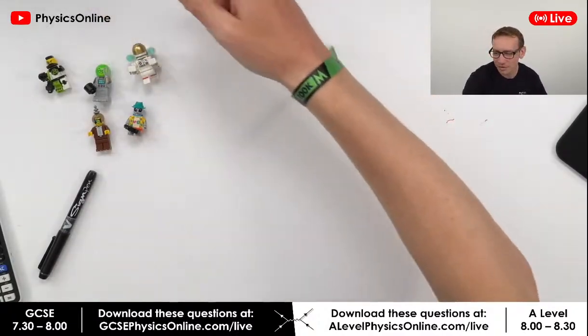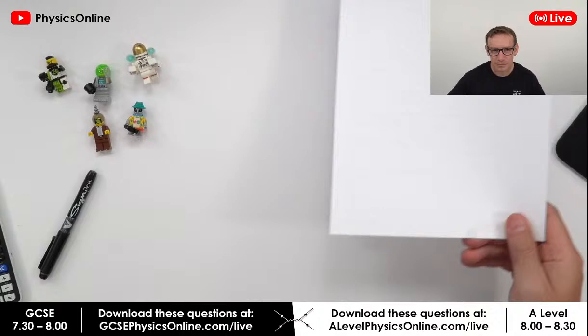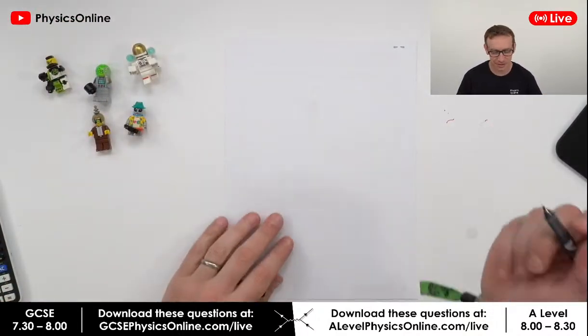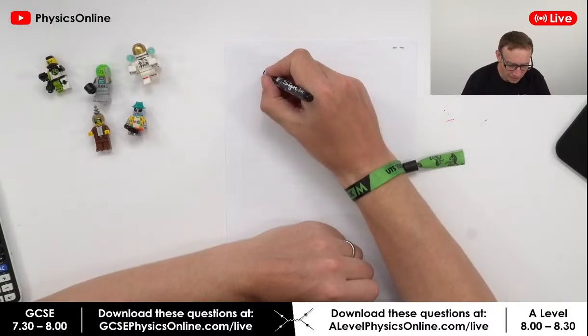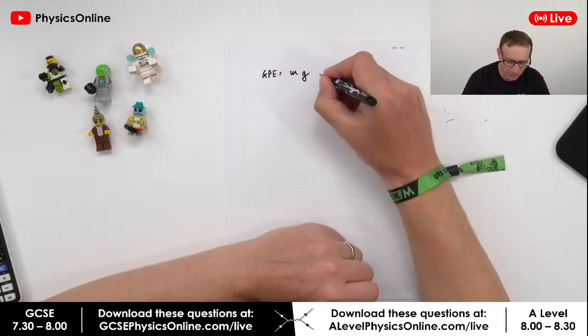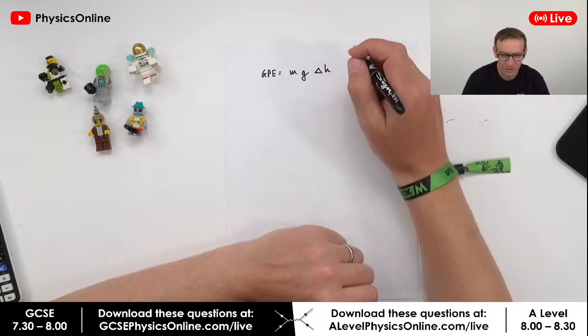Also, people asking, why did I call this live stream about 7,000 joules? This is related to gravitational potential energy. If you look at the amount of gravitational potential energy, it's equal to the mass times the gravitational field strength times the change in height.